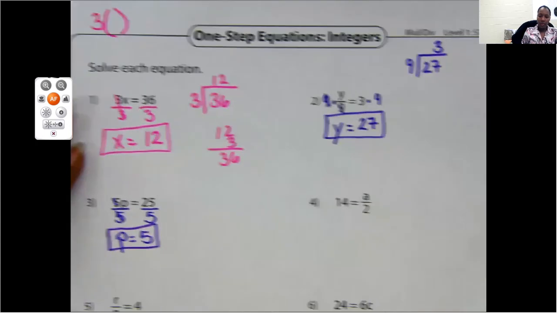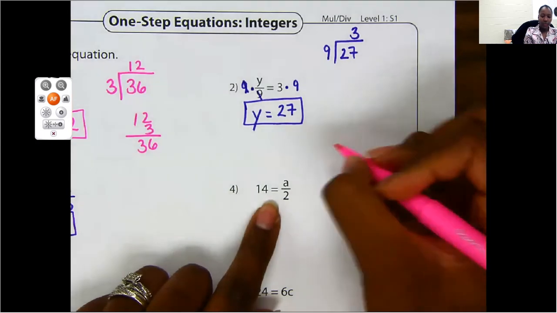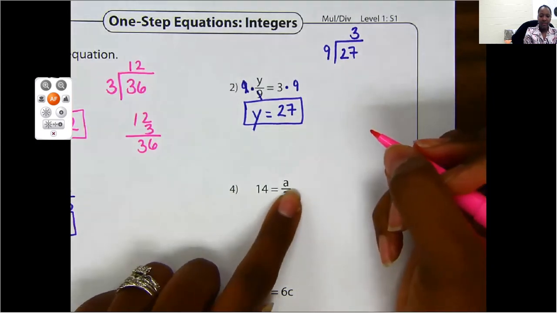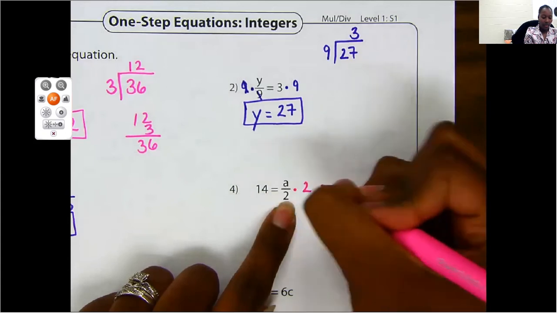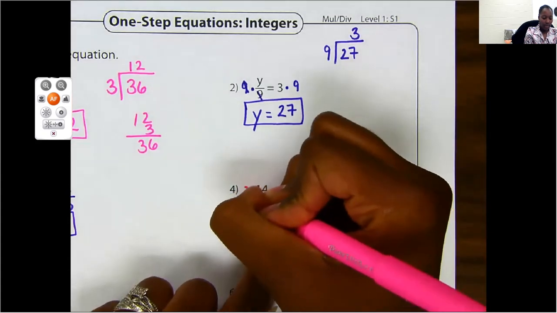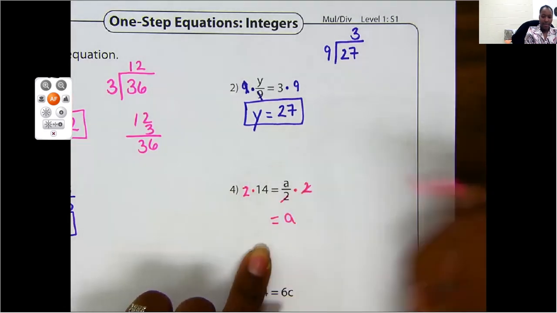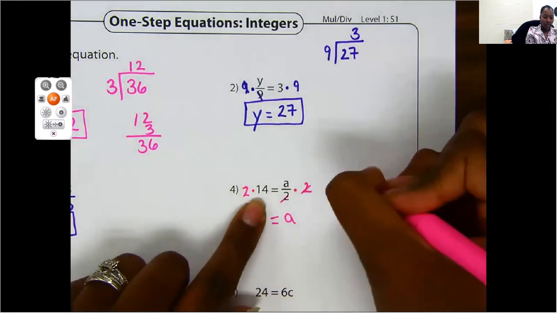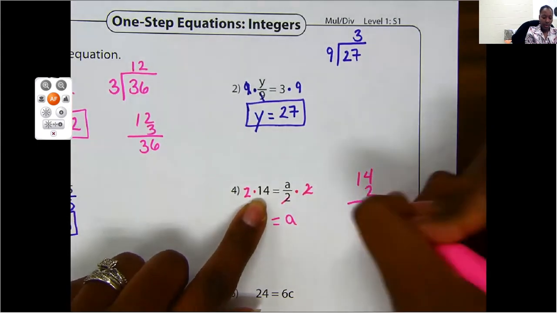All right, let's do a division again. a divided by 2 equals 14. I need to get a, which is my variable, by itself. So I need to do the inverse. I need to multiply by 2 on both sides. 2's cancel out and leave me with an a. Over here, 2 times 14. 2 times 4 is 8. 2 times 1 is 2.